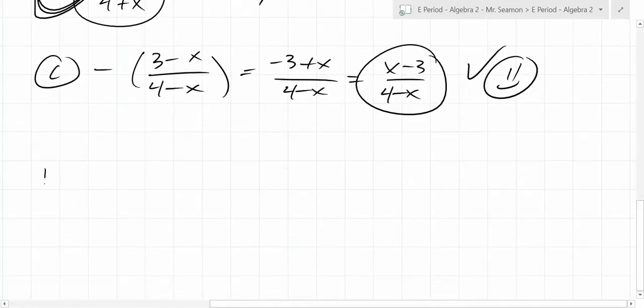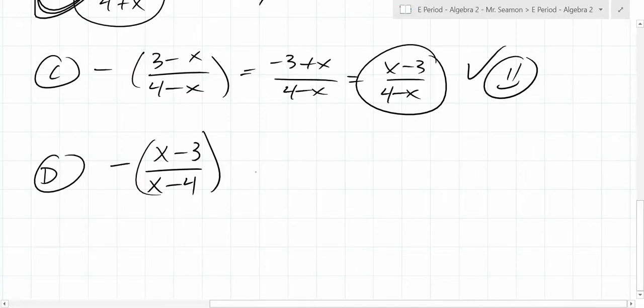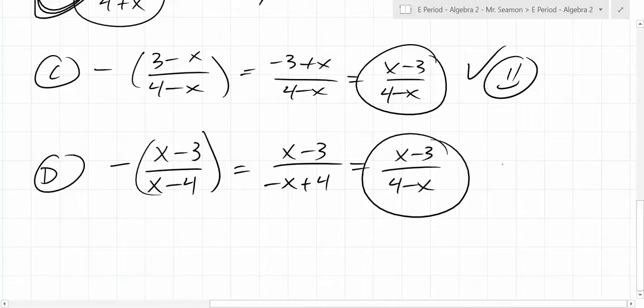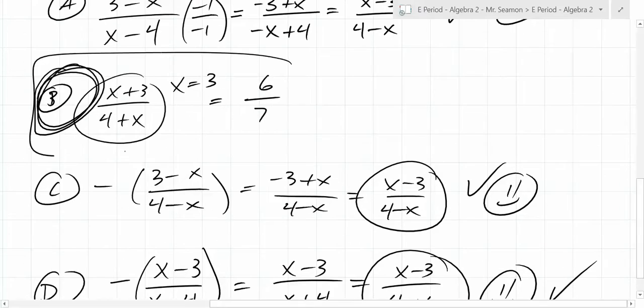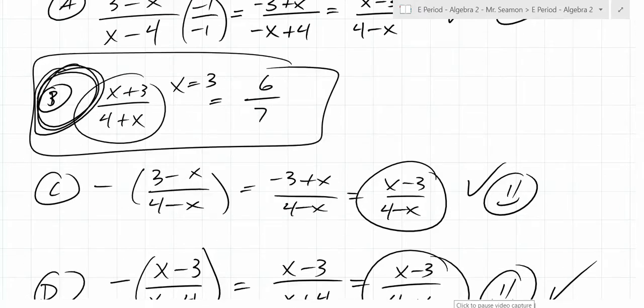And what's d? d is negative x minus 3 over what? Where do you distribute the negative sign this time? The bottom. Over negative x plus 4. And what's that equal to? 4 minus x. There it is. So is it the same? Yeah. So what's the only one that's different? b. b is the only one that's different.